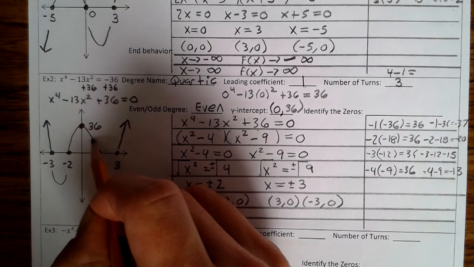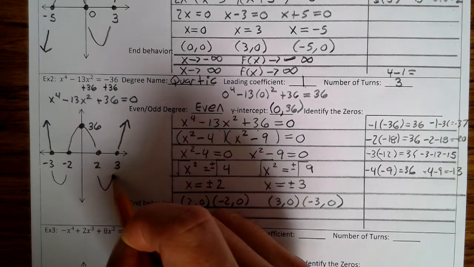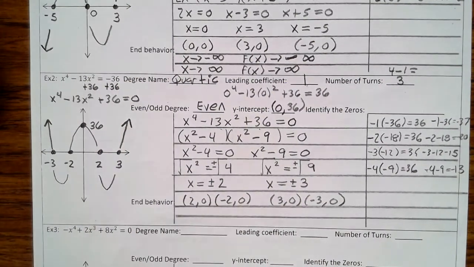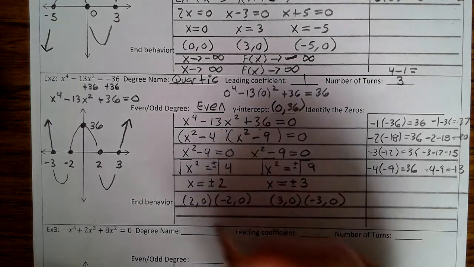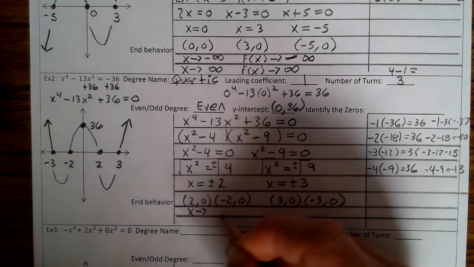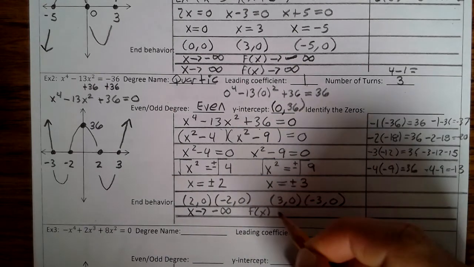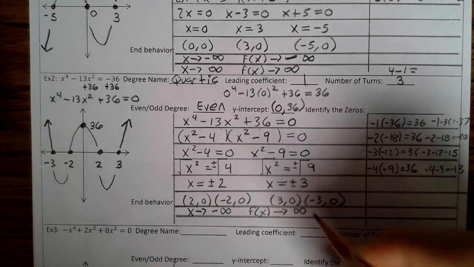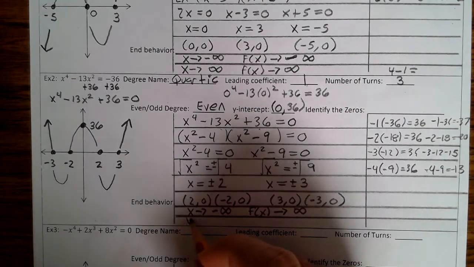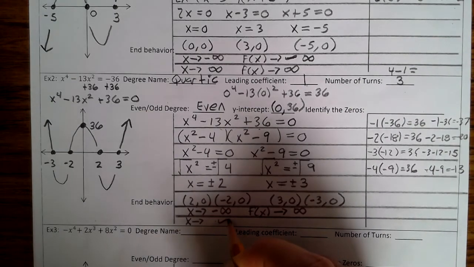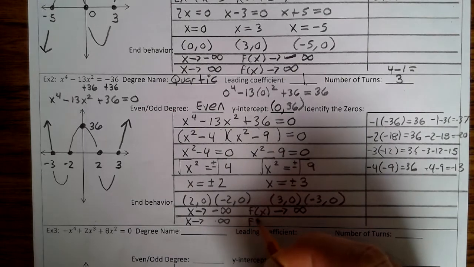Okay. Now, as x approaches negative infinity, means going left, f of x is going up, so to positive infinity. Now, when x approaches positive infinity, that means going right, f of x is going up, so it's going to positive infinity. All right, go ahead and finish up example 2. All right, now let's take a look at example 3.